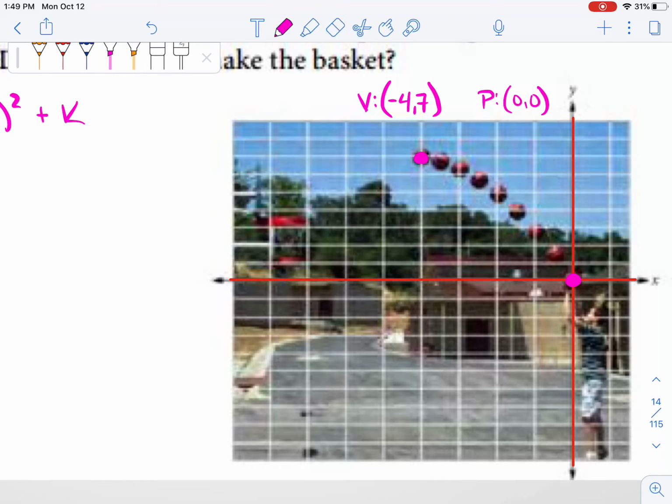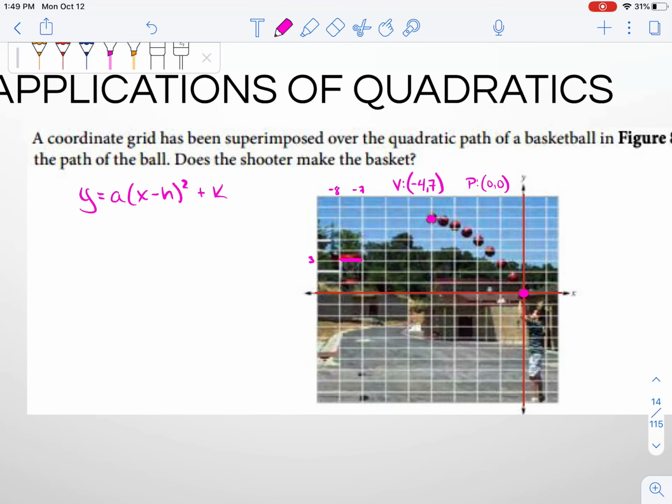So I need to know, and we're going to assume that the rim of the basket is right here, and it goes essentially from -7.3 through -8.3. So I just need my basketball's y value to cross 3 between -7 and -8 for us to go in. Now, obviously a basketball could bounce off the rim and bounce out. We're going to assume that if the basketball passes through there, it's going in, it's not going to bounce out.